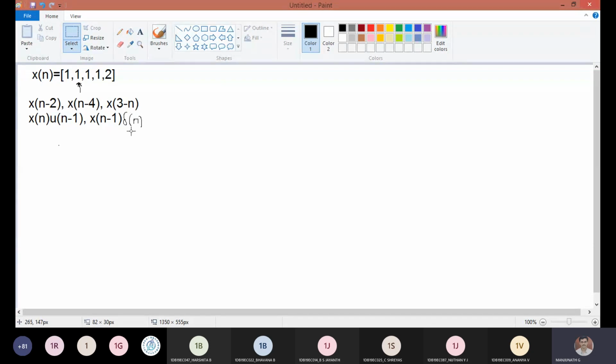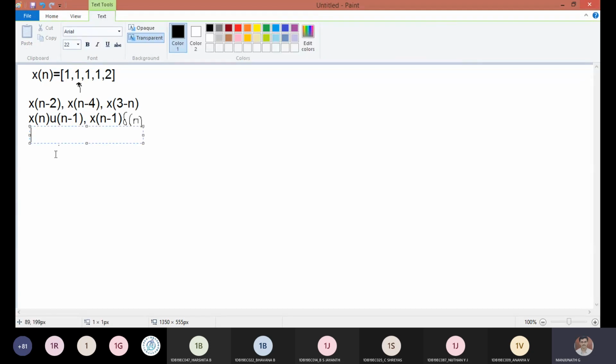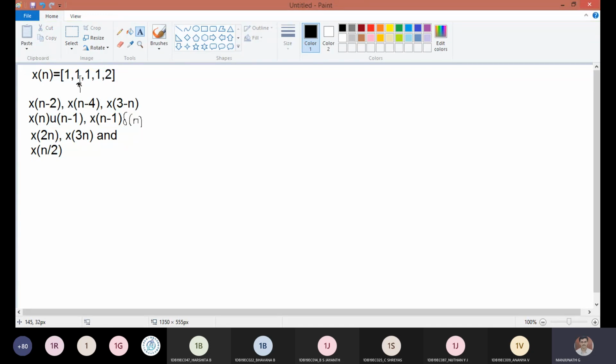And x of 3n. See, in one problem I'm trying to cover everything, okay? And x of n by 2. So this much is what they have asked you to calculate for this single problem. So is it fine? So you should plot the sketch of x of n from this given sequence. So I have given the arrow mark here. That means at this position it is 0. So this is minus 1, plus 1, plus 2, plus 3. Corresponding amplitudes are given for you. And for that, you're supposed to sketch n minus 2, n minus 4, 3 minus n, u of n minus 1 into x of n.